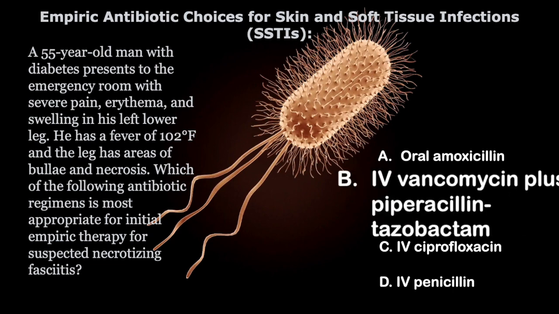Okay, B, that's the correct answer. So B is the correct answer, IV vancomycin plus Zosyn. Necrotizing fasciitis is a severe, rapidly progressing infection that requires immediate broad-spectrum antibiotic therapy. The chosen regimen should cover MRSA, which is your vancomycin, as well as the broad range of aerobic and anaerobic bacteria, which Zosyn covers. Oral antibiotics are not appropriate for the severity of the infection presented in the scenario, and the combination of vancomycin and Zosyn is the standard empirical choice for necrotizing fasciitis, providing the necessary broad coverage.